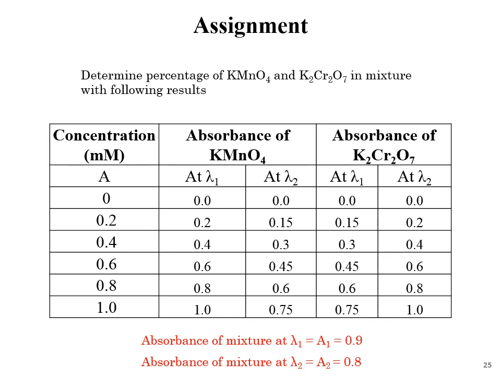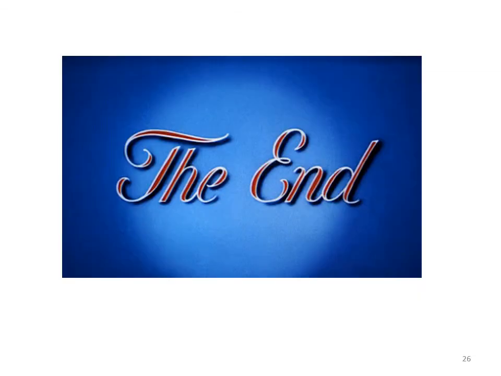Here is an assignment for the students. The values of absorbance for KMnO4 and K2Cr2O7 at lambda 1 and lambda 2 at different concentrations of these two components are given. From this data, the students have to determine the percentage of KMnO4 and K2Cr2O7 in the mixture. So that is the end of this lecture.